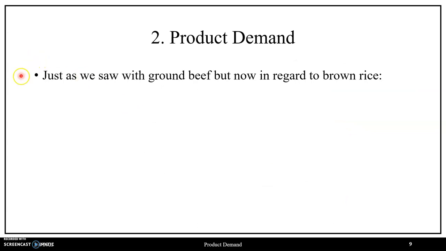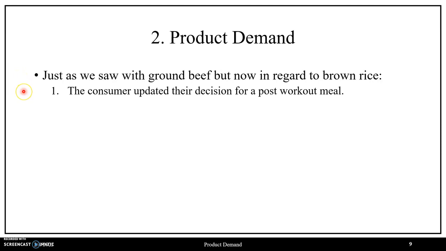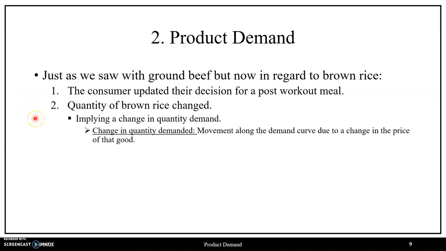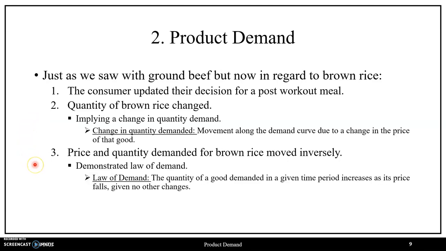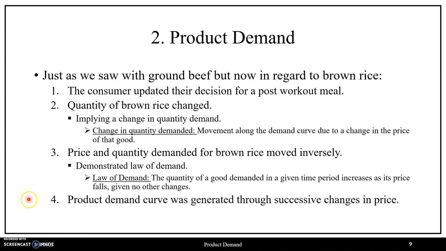So just as we saw with ground beef, but now in regard to brown rice, the consumer updated their decision for a post-workout meal, quantity of brown rice changed, implying a change of quantity demanded occurred. Additionally, price and quantity demanded for brown rice moved inversely with one another, which demonstrated the law of demand. And through these successive changes, we derived product demand for brown rice as a result.